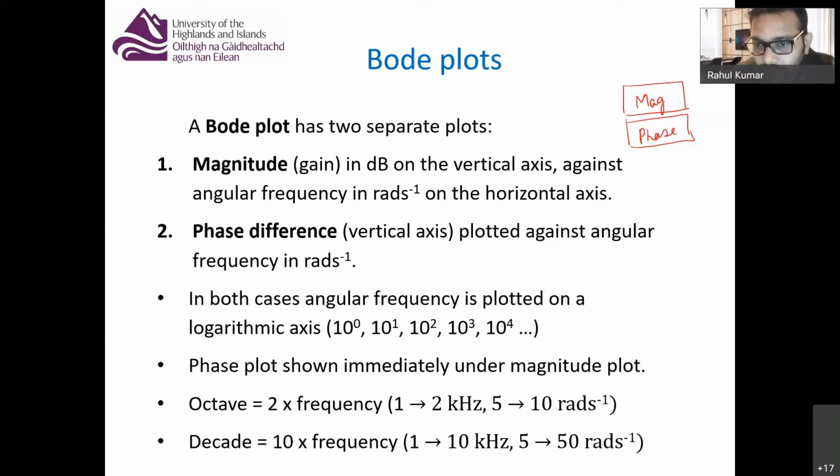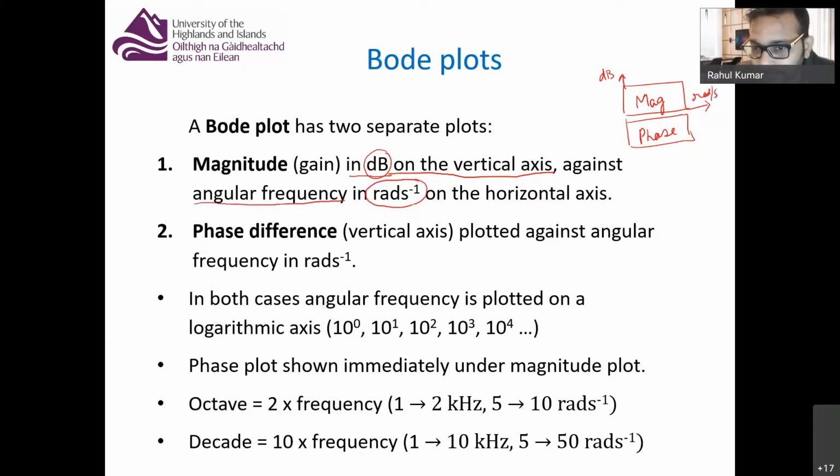The magnitude or the gain is along the y-axis, or the vertical axis, and it is plotted in decibels. So whatever value you get is in decibels. And along the horizontal axis, you plot the angular frequency, and it is in radians per second.